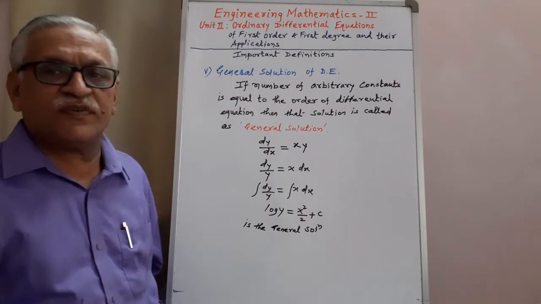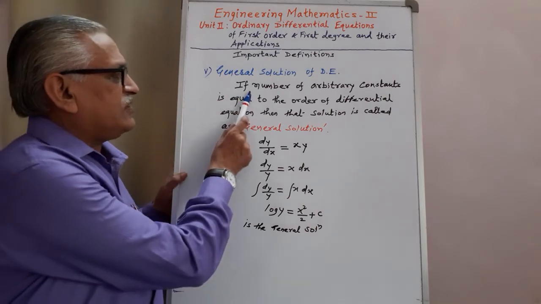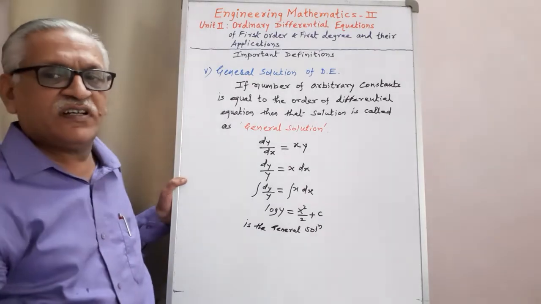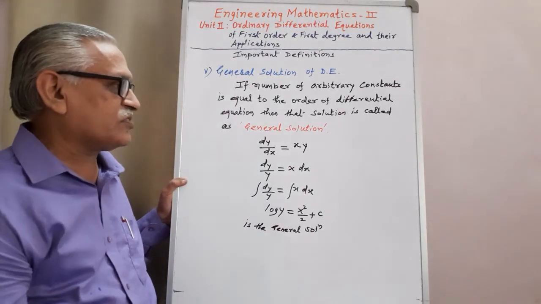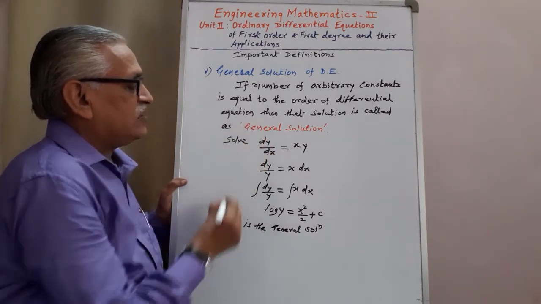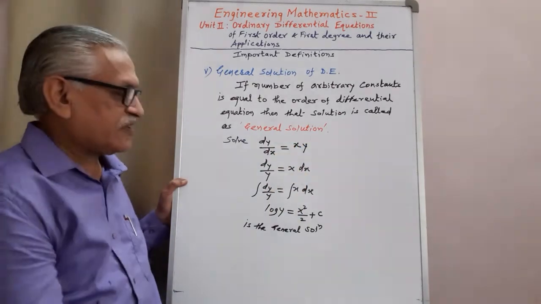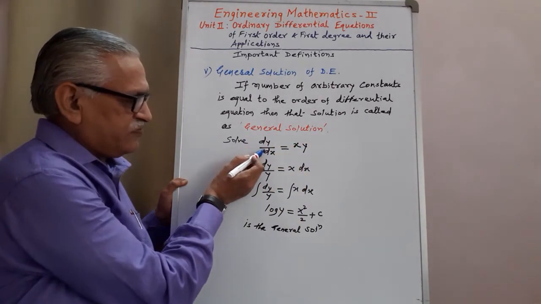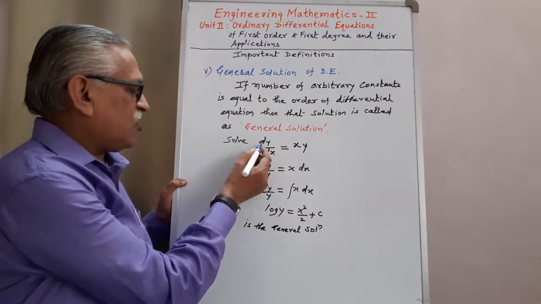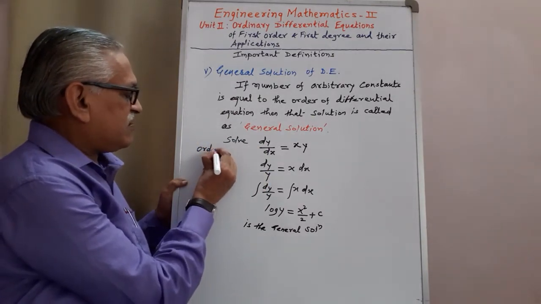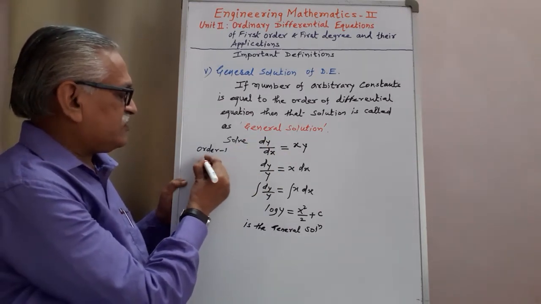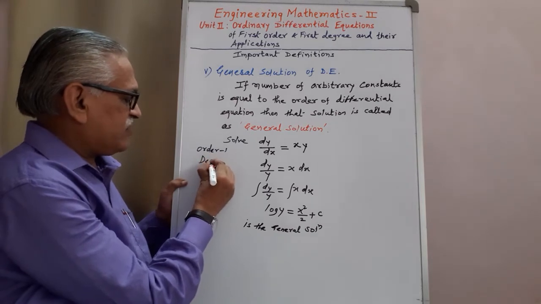Definition: general solution of differential equation. If the number of arbitrary constants is equal to the order of that differential equation, then the solution is called the general solution. For example, if we try to solve this differential equation, dy by dx is equal to xy, first order derivative, and its type is ordinary, that's why it is an ordinary differential equation. The order of that differential equation is 1, and the power of that term, highest order derivative term, is 1, and therefore degree is also 1.